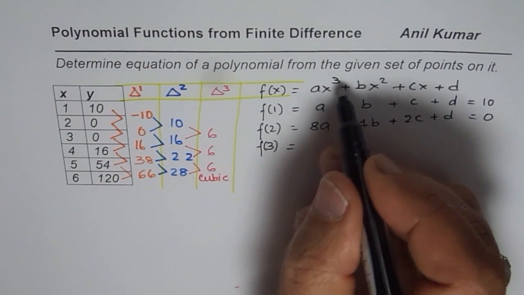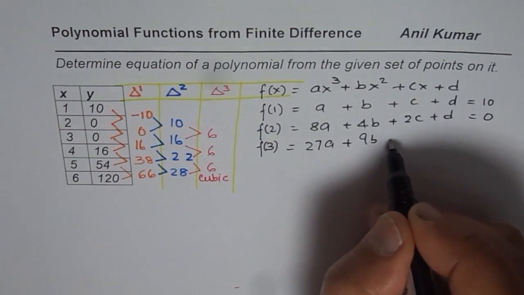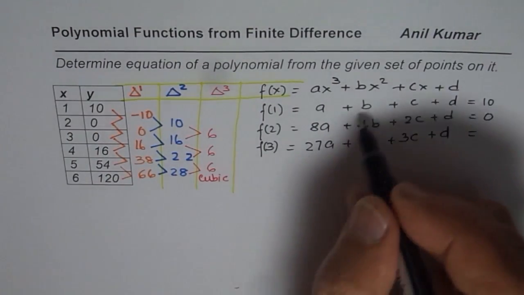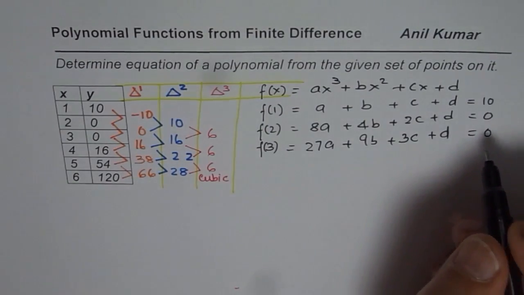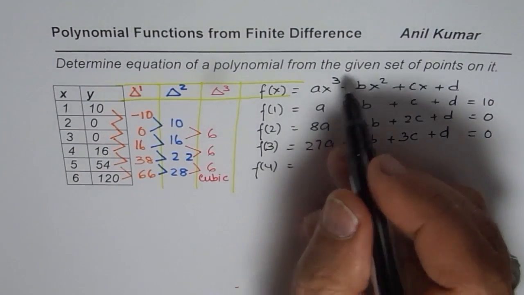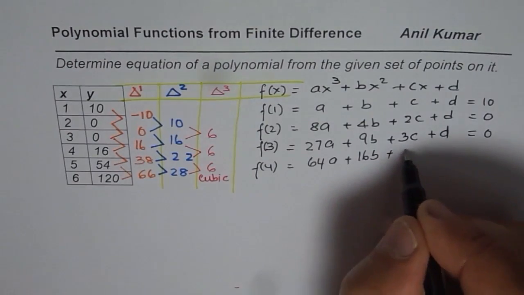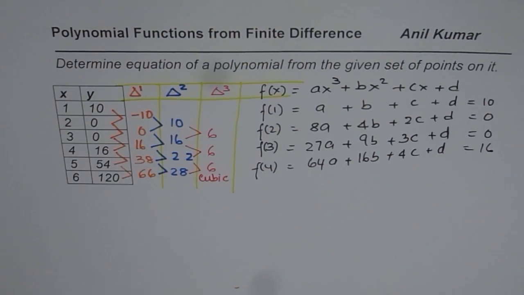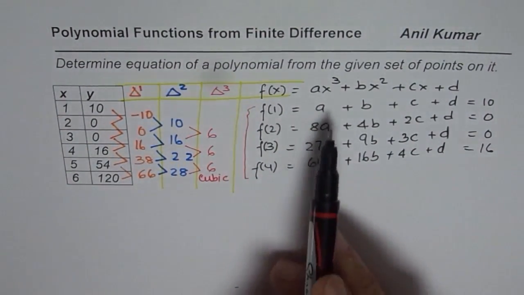3 cubed is 27, so 27a. 3 squared is 9, so 9b, plus 3c, plus d. f of 3 is also 0 for us. We need a fourth equation also. You'll say f of 4 equals, now 4 cubed is 64, and 16 is the square, plus 4c plus d equals 16. And then the job starts of solving these 4 equations simultaneously to get the values of a, b, c and d.